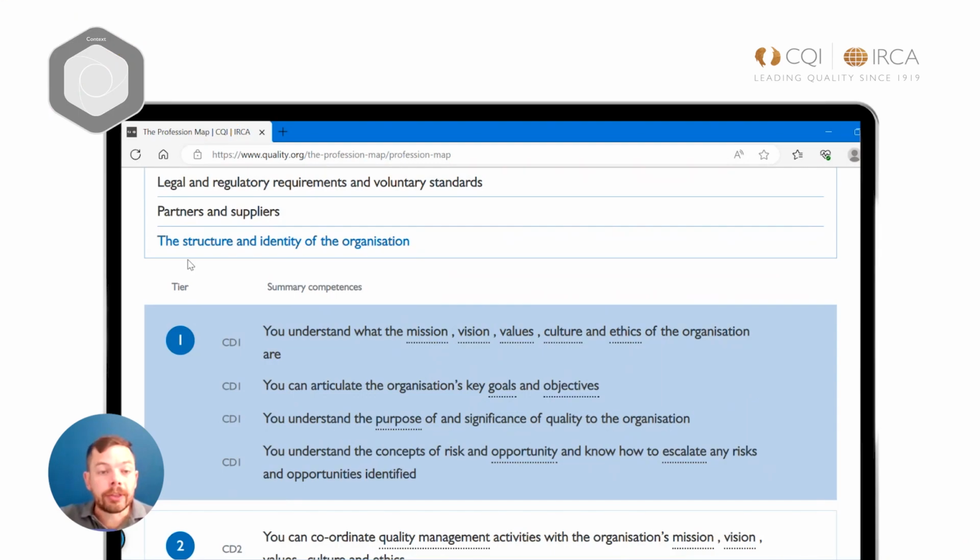So looking at the structure and identity of the organization, we'll look at tier 1 here. I will take you back to my first role within quality. I worked for an SME. There were about 15 or 16 of us in the organization. We turned over about £1 million. And I moved up from the shop floor into the inspection department. And that gave me the opportunity to understand a little bit more around quality, around the KPIs, the objectives of the organization, and effectively the risks and the non-conformances that we were exposed to.